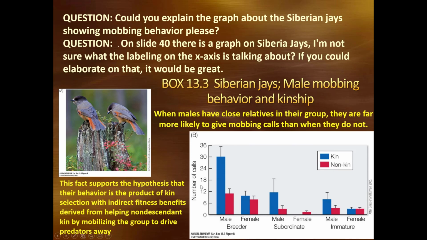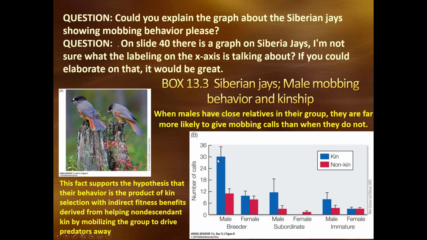And then what it's also doing is looking at, for each of those types of individuals, how often do they call when there's a threat nearby. So this mobbing call that they give when there's a predator around. And then the different colors, the blue and the red, are looking at whether they are living in an area where there are kin present.